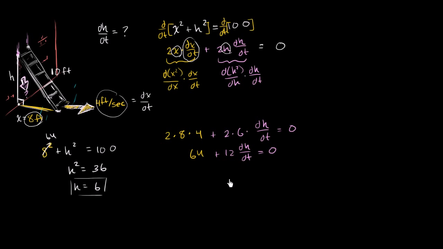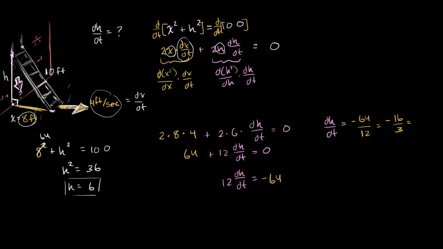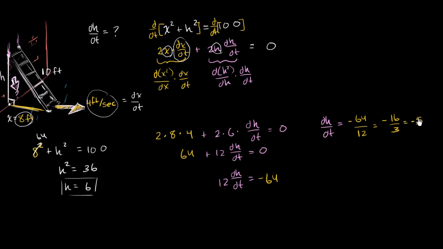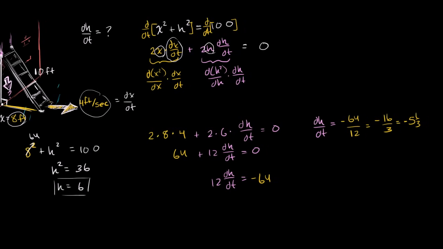We can subtract 64 from both sides. We get 12 times the derivative of h with respect to time is equal to negative 64. And then we just have to divide both sides by 12. And so now we get a little bit of a drum roll. The rate of change of h with respect to time is equal to negative 64 divided by 12, which is the same thing as negative 16 over 3, which is equal to negative 5 1/3 feet per second.